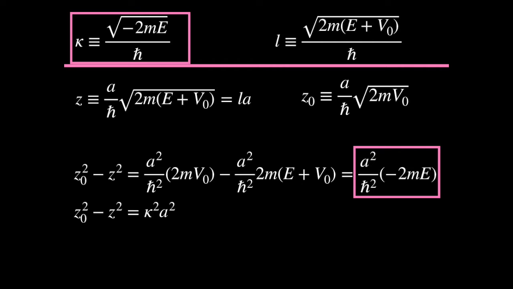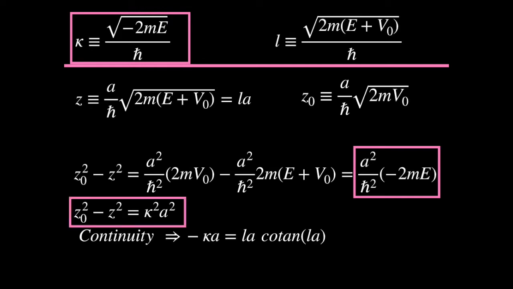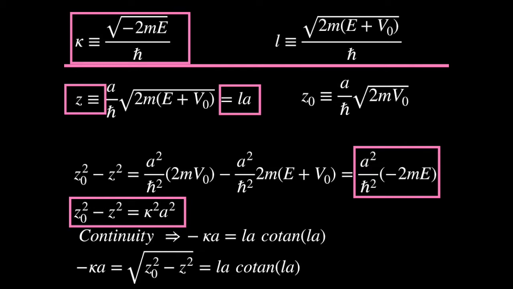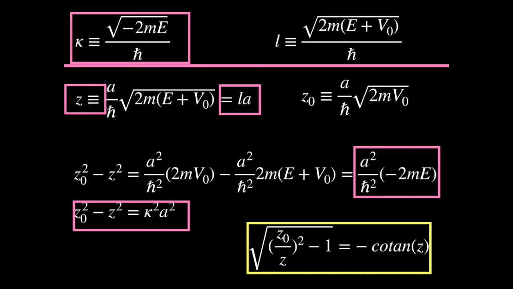With these new relationships, let's go back to the equation we derived imposing the continuity conditions. I'm going to multiply it by a. Look at the left-hand side of the equation. This, in fact, is kappa a, which is the square root of z naught squared minus z squared. And the right-hand side is minus z times the cotangent of z. Or divided by z, we get the square root of z naught over z squared minus 1 is equal to minus the cotangent of z.